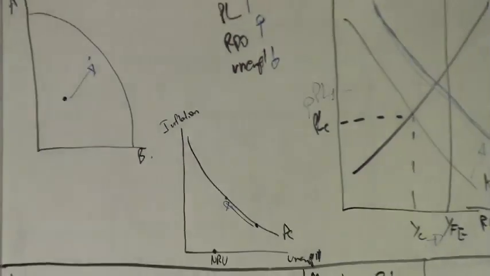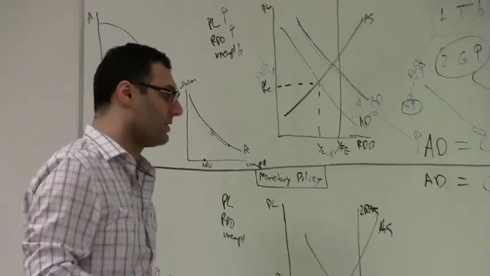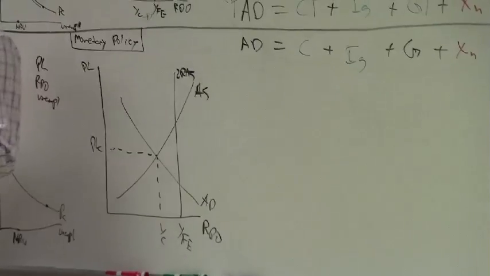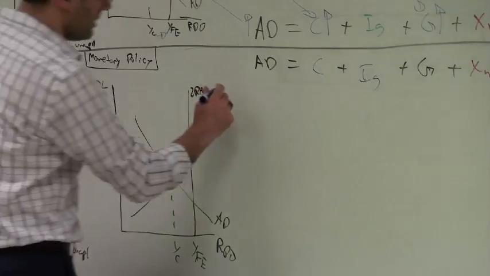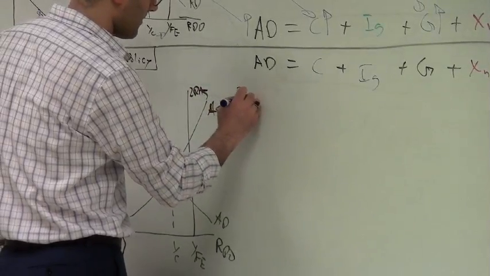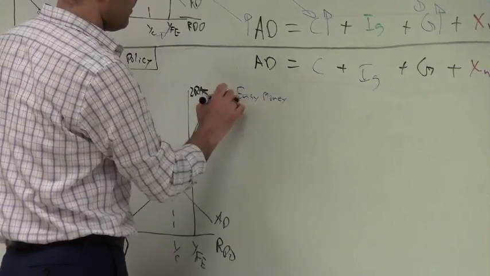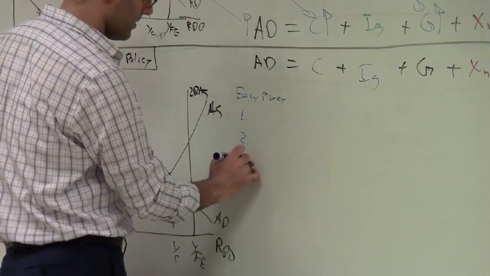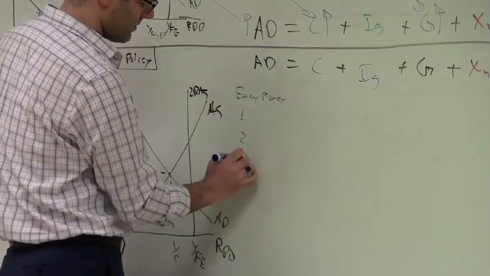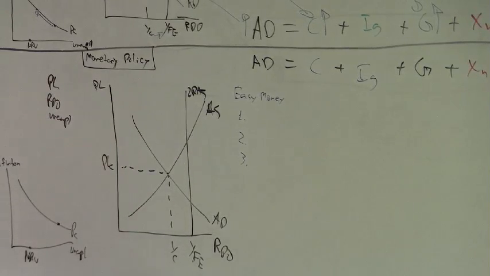Now let's do the same thing down here. Let's do the same thing with monetary policy. What kind of monetary policy is the Federal Reserve going to do? Easy money. Okay, so easy money. Okay, three tools. The fourth one is also used, but since we're doing the AP review, it's mostly going to be based on these three tools.